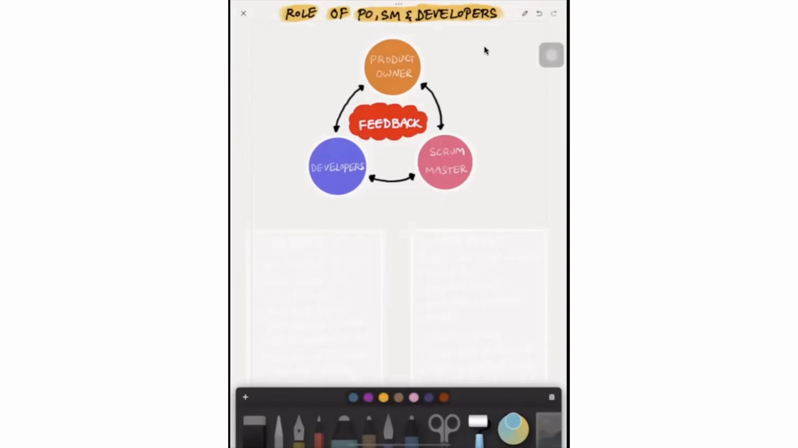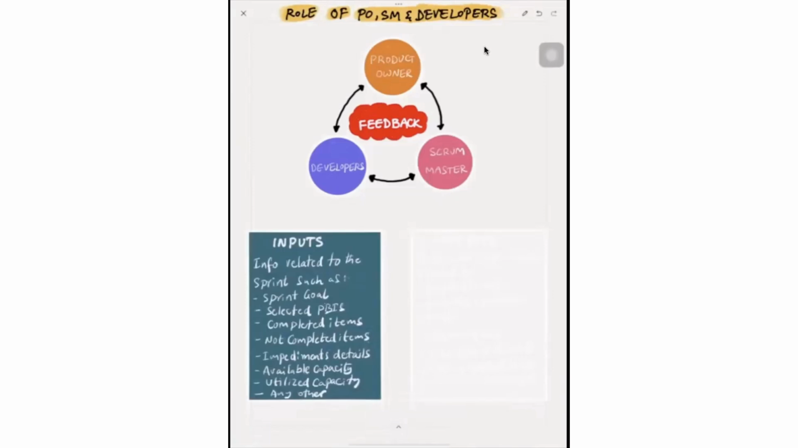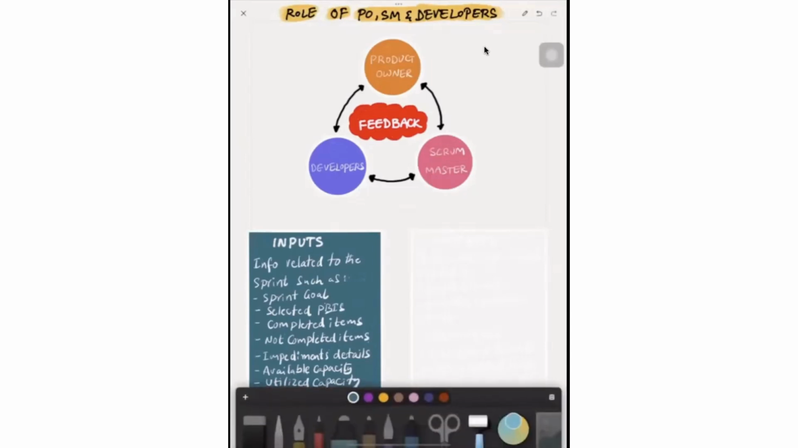So what could be possible inputs for the sprint retrospective? So information related to the sprint, which includes what was the sprint goal, how many items were selected, the backlog items selected to achieve the sprint goal, how many of them are completed and how many of them are not completed, what were the impediments occurred in the sprint, including date of raising and date of closing, and available capacity of the team, utilized capacity, and any other, maybe like the burn up chart or burn down chart, any useful information or artifacts will be the inputs for retrospective.